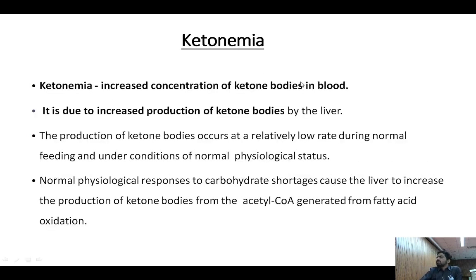Ketonemia is increased concentration of ketone bodies in blood. It is due to increased production of ketone bodies by the liver. The production of ketone bodies occurs at a relatively low rate during normal feeding. We have seen this under the condition of normal physiological state. Normal physiological responses to carbohydrate shortage cause the liver to increase production of ketone bodies from acetyl coenzyme A generated from fatty acid oxidation. This is basically summing up. This last sentence is summing up why ketone body is formed in the body. It is formed because the shortage of carbohydrate forces the liver to produce ketone bodies from acetyl coenzyme A for energy purpose.